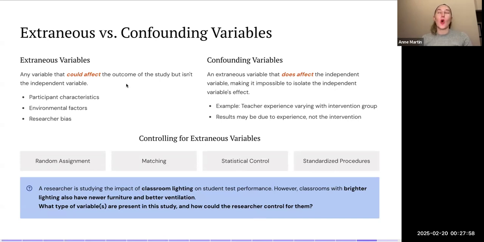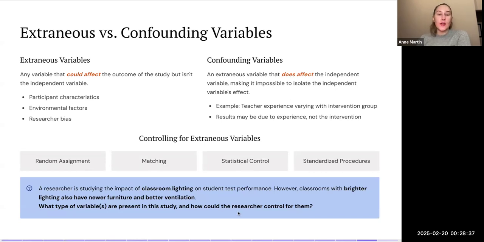So good researchers are always thinking about what are extraneous variables, or said another way, potentially confounding variables, and planning for those when they are proposing a study. So when you are trying to control for extraneous variables, some of the techniques you could use are random assignment to the groups, control group, experimental group. We'll get more into this, matching, statistical control, or standardized procedure. So we will get more into the different methods you can use to control for them, but you do need to know what an extraneous variable is and what a confounding variable is.